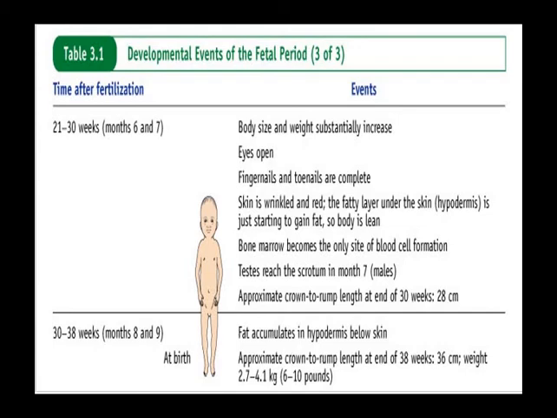In the last 2 months of gestation, the 8th and 9th months, from 30 to 38 weeks, fat now accumulates in the hypodermis below the skin. The approximate crown rump length by the end of the 38 weeks, or the end of the 9th month, is around 36 centimeters, and the weight of the fetus is around 2.7 to 4.1 kilograms, or 2,700 to 4,100 grams.